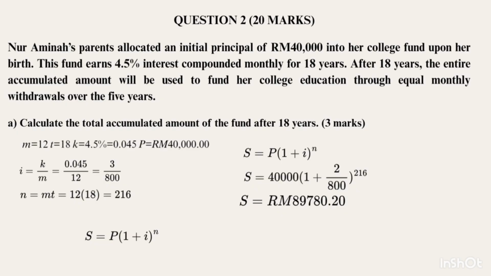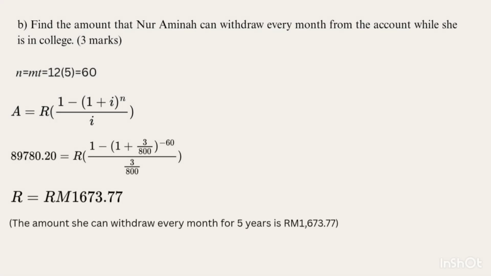From the situation given, we know that lowercase m is equal to 12, lowercase t is equal to 18, lowercase k is equal to 4.5%. We can convert 4.5% to 0.045. And the last one is uppercase P is equal to RM 40,000. And finally, we are able to calculate the total accumulated amount of the fund after 18 years using formula S equal to P open bracket 1 plus i close bracket power of n. And we will get the answer S is equal to RM 89,780.20 cents.